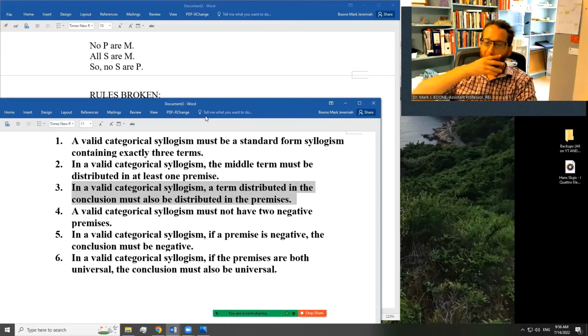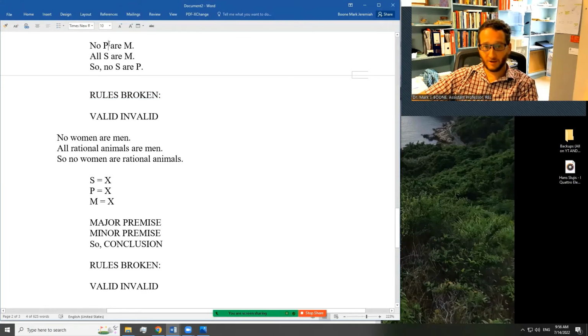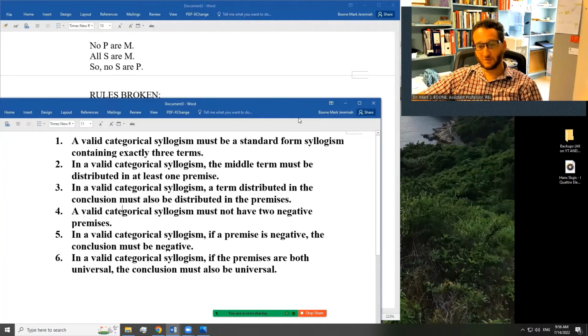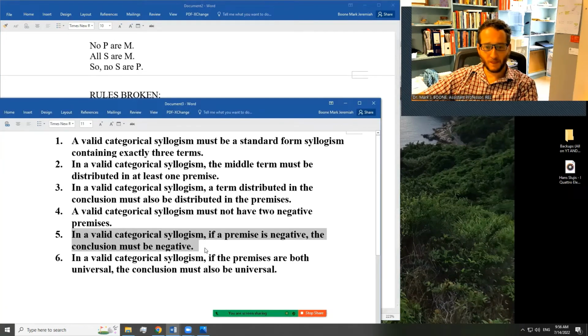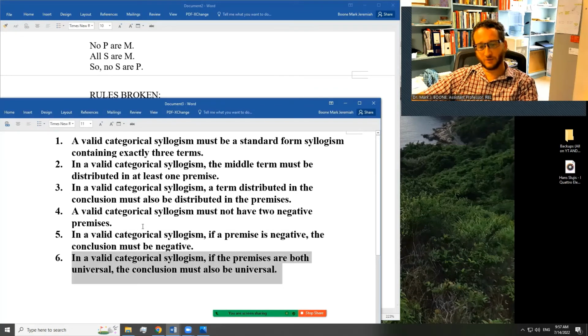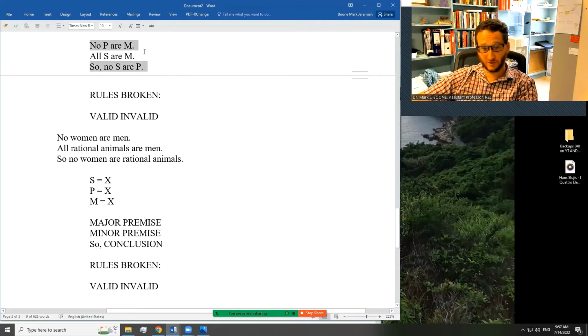No problem so far. A term distributed in the conclusion must be distributed in the premises. Both terms are distributed in the premises. Well, our minor premise distributes our minor term. Our major premise distributes our major term, no problem. Do we have two negative premises? No. So rule 4 is fine. Do we have a negative premise? Yes. And we also have a negative conclusion. If the premises are both universal, the conclusion must be universal. Premises are universal, conclusion is universal. No rules broken. This syllogism is valid.